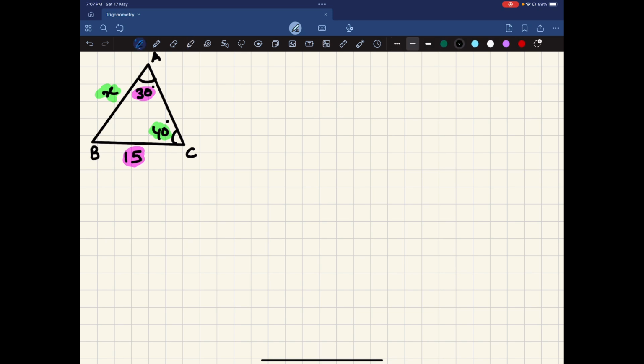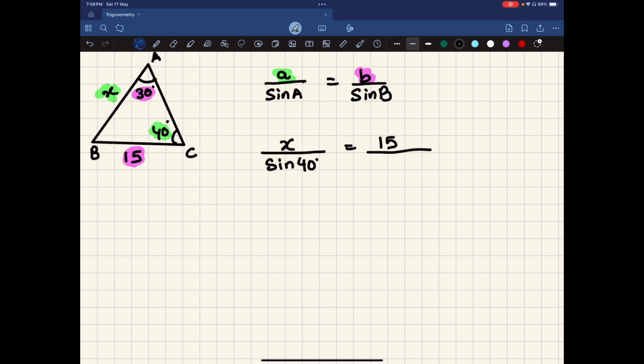Now let's apply, because we need to find the side, we are going to use a over sine of A is equals to b over sine of B. Okay, so lowercase a and b, these are the lengths. So b is going to be 15, a is going to be X. So X over, what is the partner angle of X? 40. Sine of 40 is equals to b is 15. What is the partner angle of b? It is 30 degrees. So sine of 30 degrees.